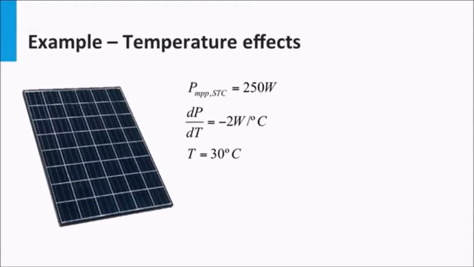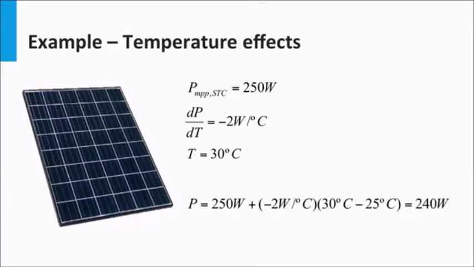Let's take a look at an example. If the maximum power output of a PV module under standard test conditions is 250 watts, and the temperature coefficient of power is -2 watts per degree Celsius, then the module's power output at a temperature of 30 degrees Celsius can be calculated as follows. The power is 250 watts plus -2 watts per degree multiplied by the temperature difference, 30 minus 25 degrees Celsius, which gives you 240 watts.